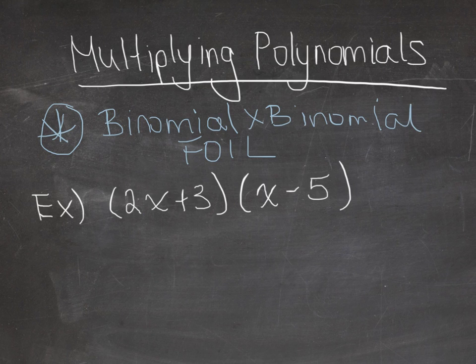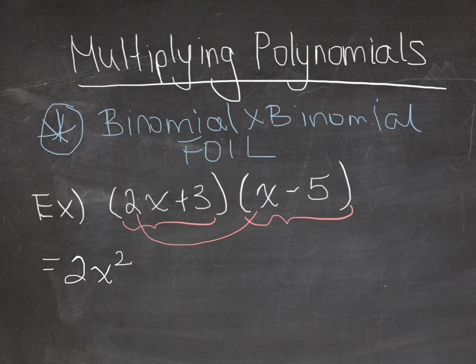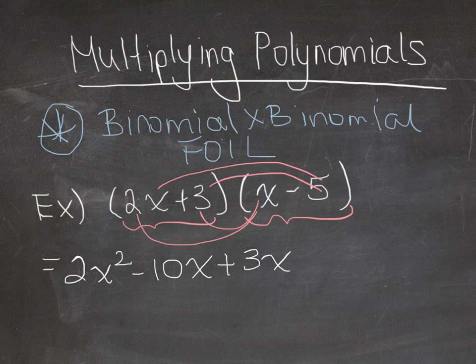So if I look at my first example, I do have a binomial times a binomial. So I have two terms in this one and two terms in this one. So I'm using this FOIL rule. So I want to multiply the first terms together first. So 2x times x, that will be 2x squared. So first, and then outside terms are 2x times negative 5, so that will give me negative 10x. And then inside terms are 3 and x, so 3 times x would be 3x. And then last term will be 3 times negative 5, so that will be negative 15.